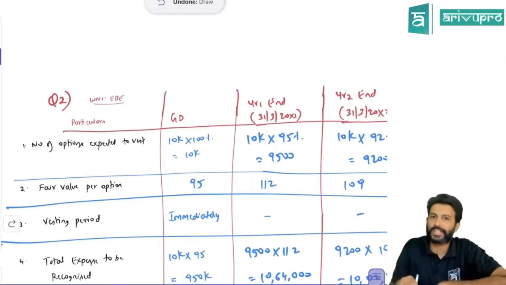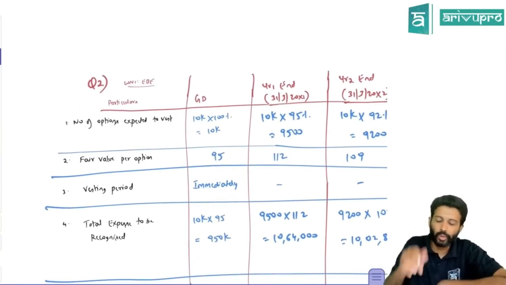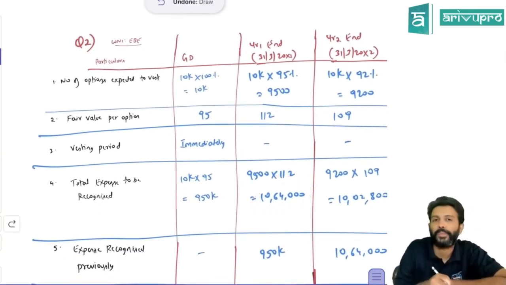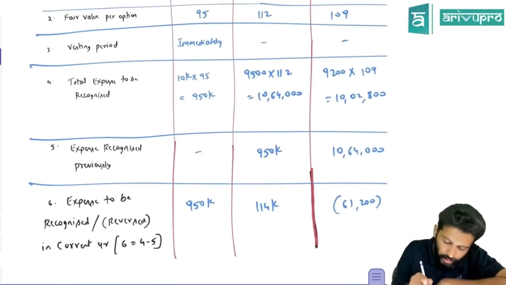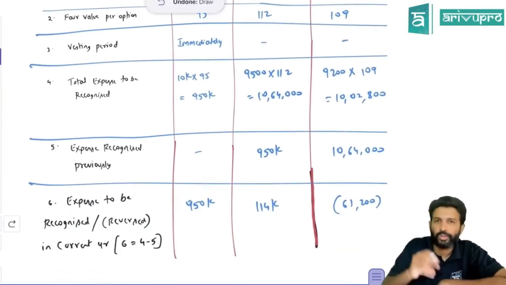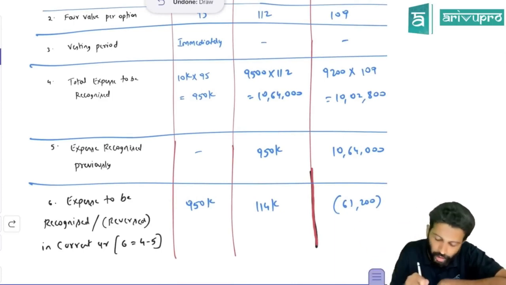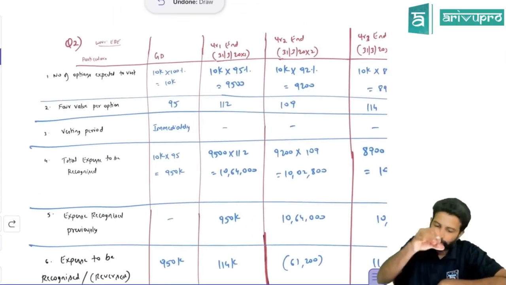So there is no concept of vesting period here. It is vesting immediately. So total expenditure to be booked is 1064. 1064 has to be booked by the end of the first year. How much have you already recognized previously? On the grant date only, you booked 950. So in 1064, 950 is already booked. So how much more do we need to book? 114. So this is for the first year.